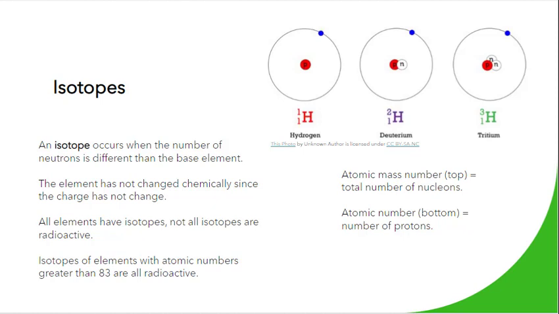And so we have an example here with 3 different hydrogens. They're all isotopes. They're all still hydrogen. So adding neutrons changes the mass, but not the atomic number.